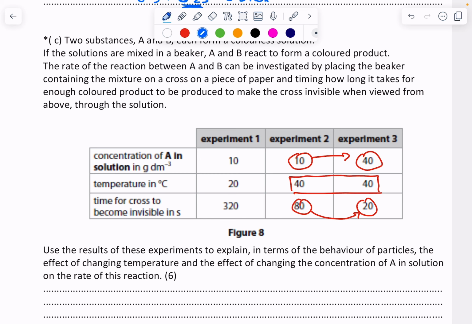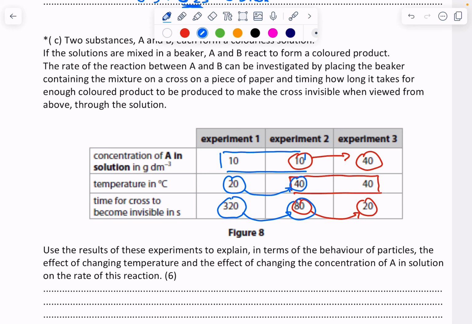Use a different color. Let's look at temperature. So I'm looking at temperature. I want now the concentration to stay the same. So here I'm going to use those two, experiment 1 and 2. And I can see here that the temperature has gone from 20 to 40. And in that time, the reaction has gone from taking 320 seconds for the cross to disappear down to just 80 seconds. So that's showing it's gone much faster.